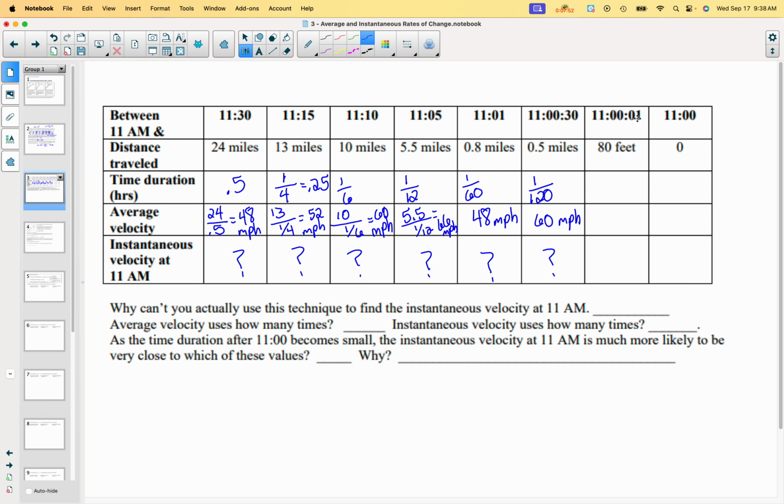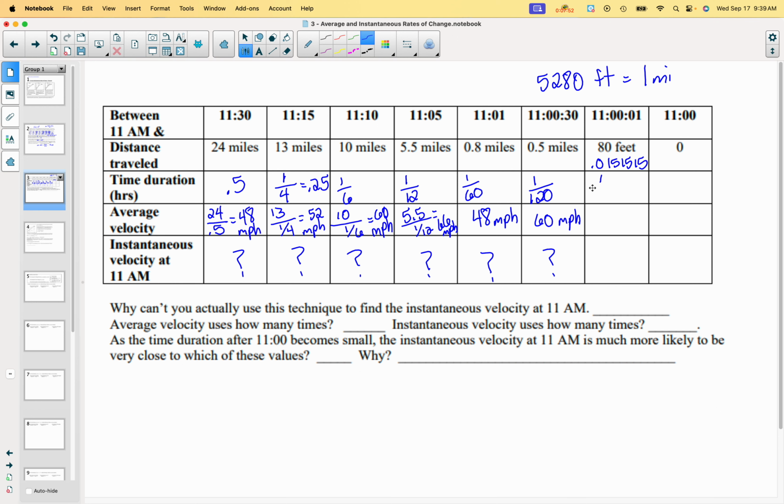So now we're going to go 1 second after 11 o'clock, and we have 80 feet. Well, that's a problem because we need to have it in miles. So you would need to recall that there are 5,280 feet in 1 mile. So I'm going to have to divide this by 5,280. And when you do, I'm going to write this out a few decimal places. You can see this 1/5 is going to repeat.